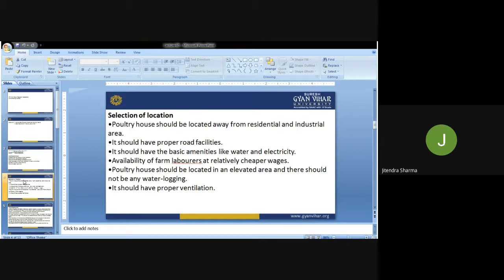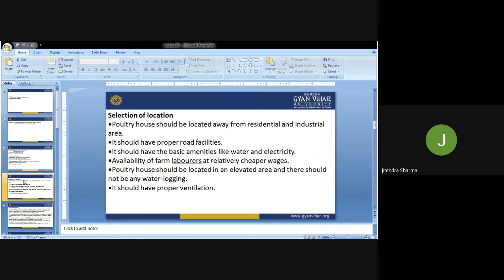The poultry house should be located away from residential and industrial areas. Yes, we have to ensure this, because both the residential area and the industrial area have their own environmental hazards. In residential areas, there are certain zoonotic diseases like bird flu or IBD, or sometimes Lasota, Marek's, which can further spread to humans. So to avoid that kind of situation, we have to select the site for the poultry farm away from the residential area.